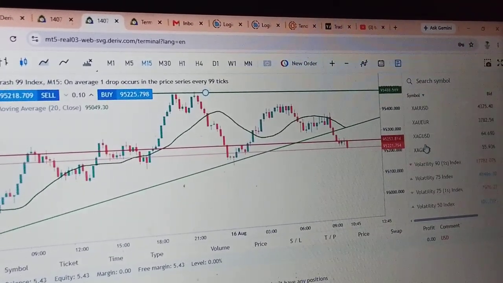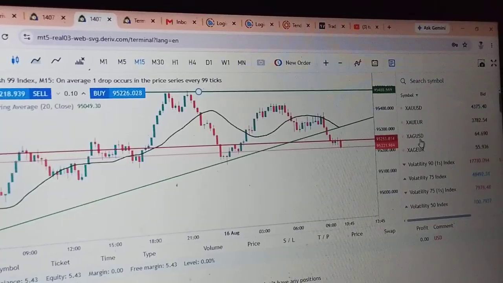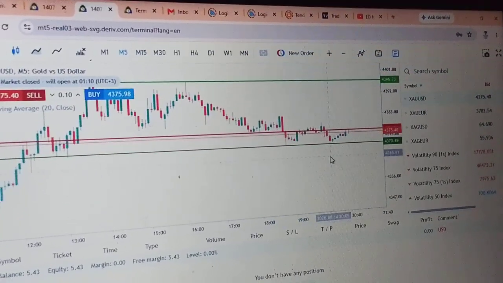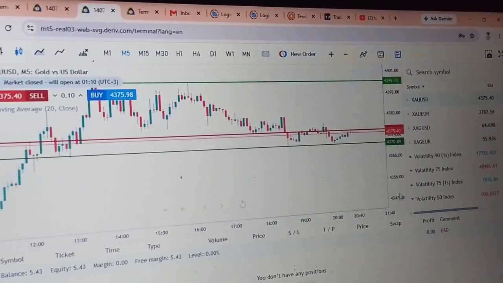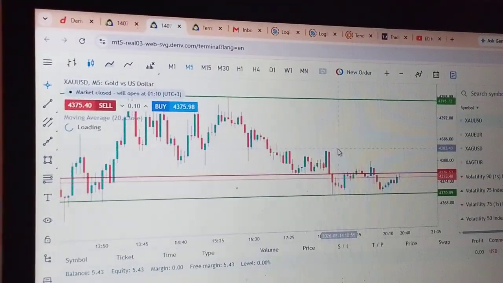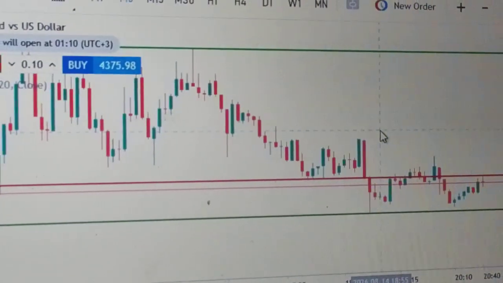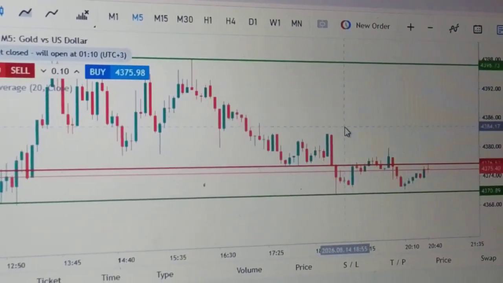Let us analyze cryptocurrencies. Let us analyze gold. Gold is a very good asset. Cameraman, can you adjust gold? Can you zoom in the chart for gold? Yeah, our cameraman has just adjusted the gold chart.